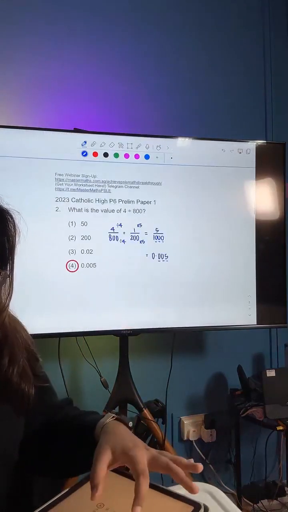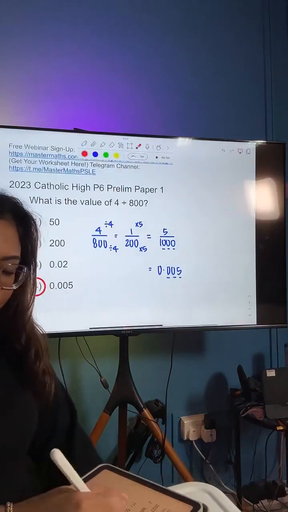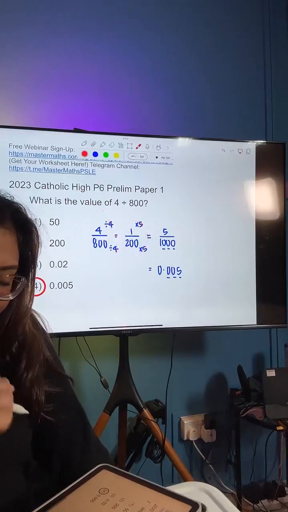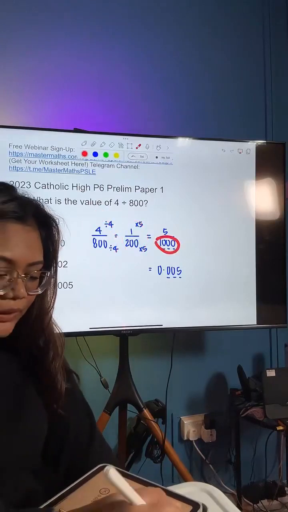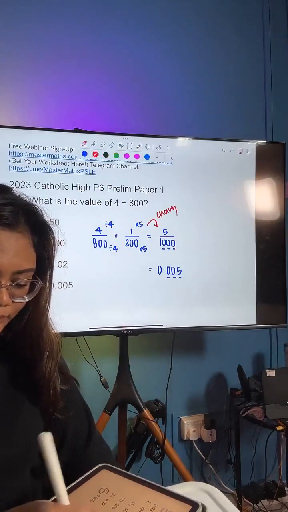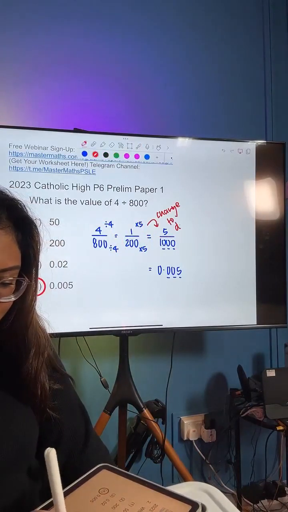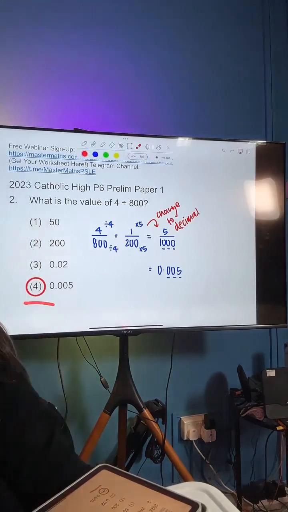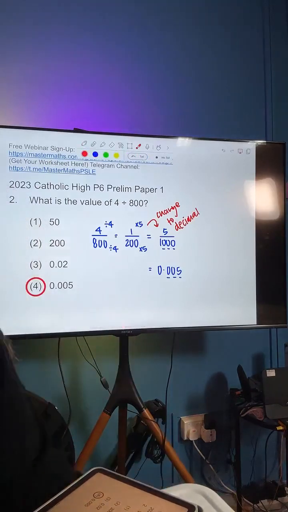Question number 2, 4 divided by 800. 4 over 800, change into out of 200. Simplify. Simplify already, change into decimal. Why I want to do this is to change to decimal. Change to decimal, I will get 0.005, option number 4. Okay, let's move on.